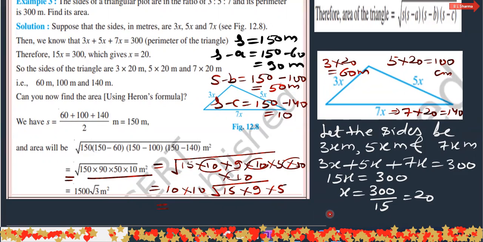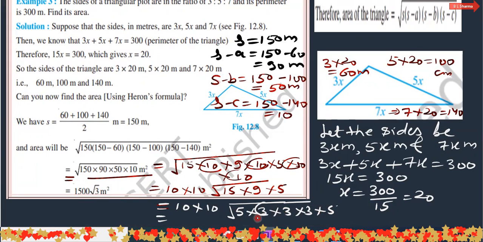So we can write here 10 into 10. We can write 5 into 3 into 3 into 3 into 5. देखिए 5 का एक पेयर हो गया हमारे पास, ये दिस 5 एंड दिस 5, और 3 का भी एक पेयर हो गया, लेकिन इस 3 का कोई पेयर नहीं है. दिस 3 इज नॉट हैविंग एनी पेयर.